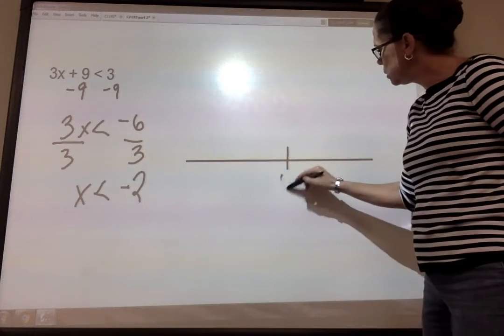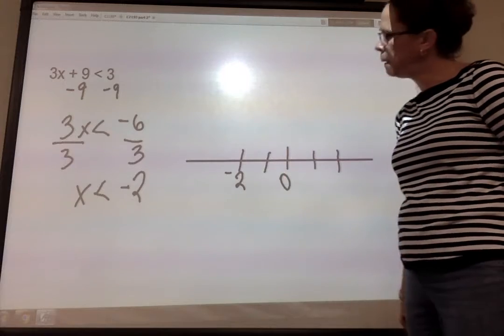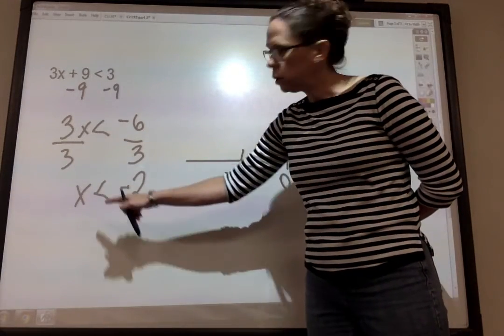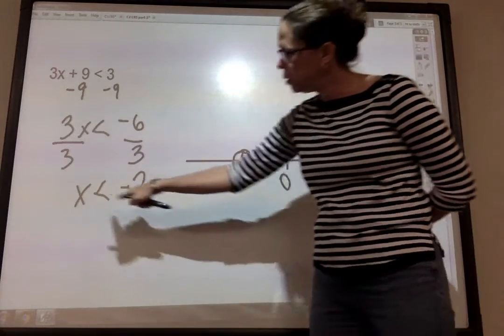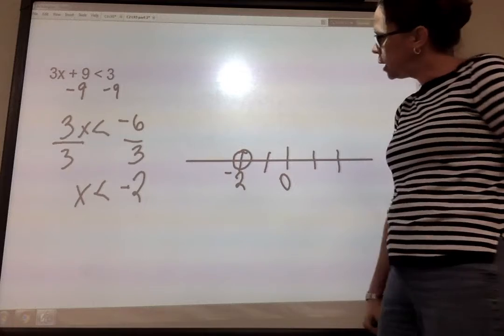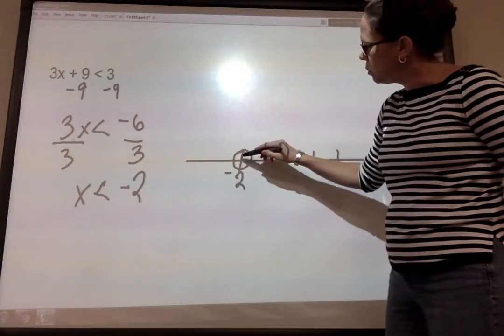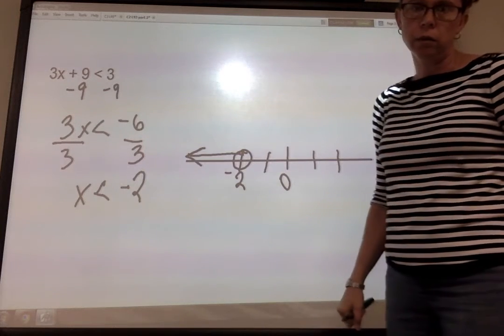So here's my 0, 1, 2, negative 1, negative 2. Okay? So we need to go to negative 2. Does it get an open or a closed circle? Hopefully you said open circle. I don't have the or equal to there. So negative 2. This says x is less than negative 2. So this direction has the values less than negative 2.